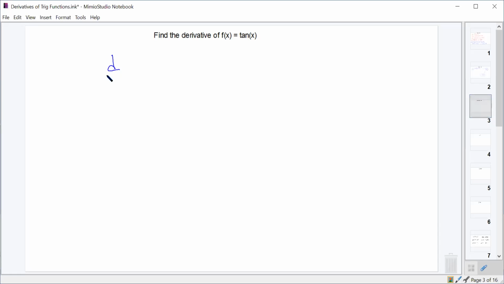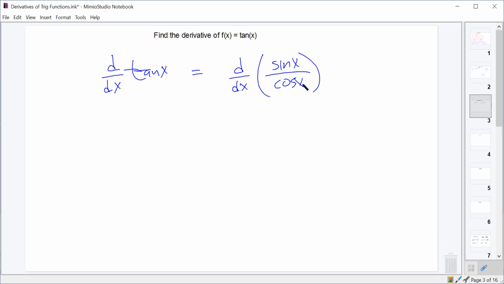If we want to find the derivative of tangent x, isn't there a way to rewrite that using some trig functions that we already know? Since tan is sine over cosine, you can use the quotient rule. Exactly. This is the derivative of sine x over cosine x, and that derivative should be able to be found using the quotient rule. So let's do that.